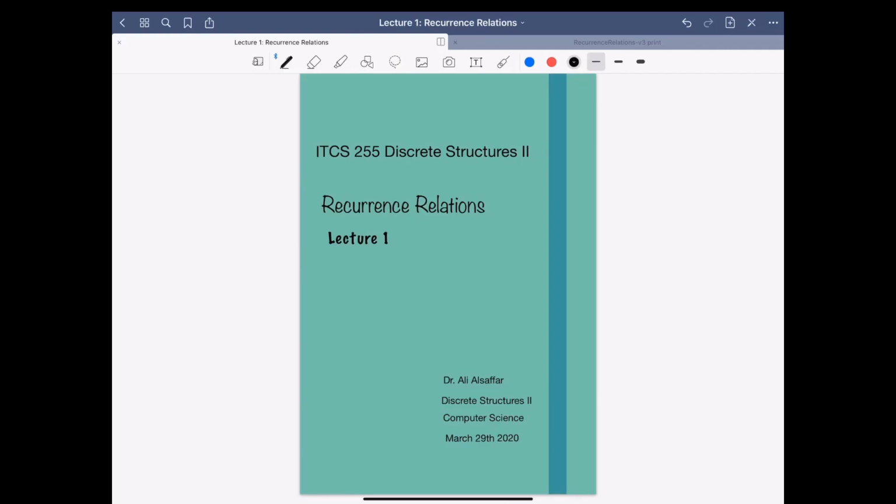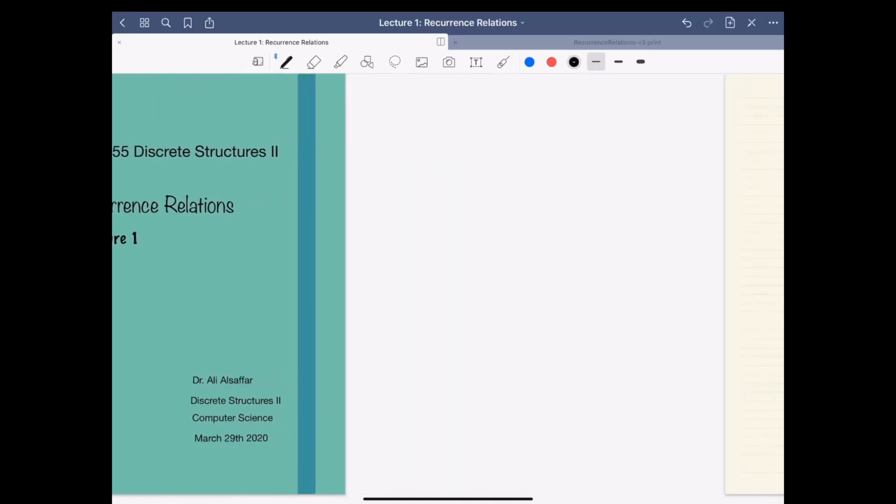Today's lesson is about recurrence relations. I will start by giving you two examples. One is how to describe, and what is, a recurrence relation when we describe it mathematically. The second example, how recurrence relations are related to algorithms.